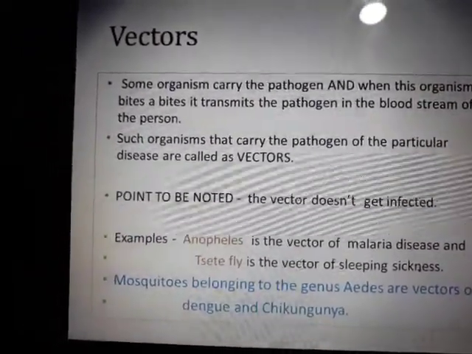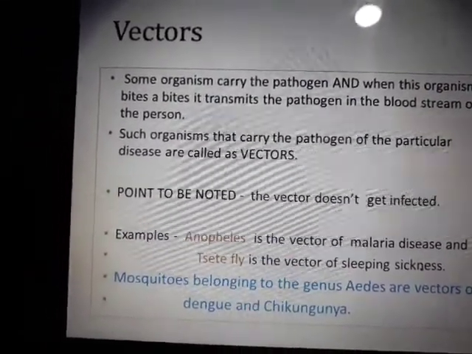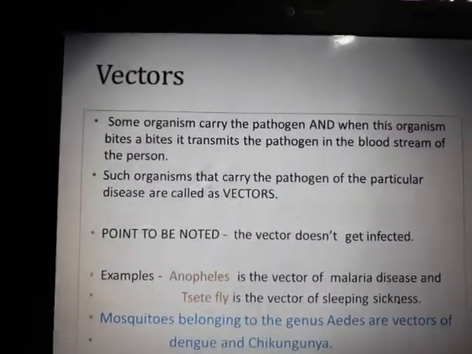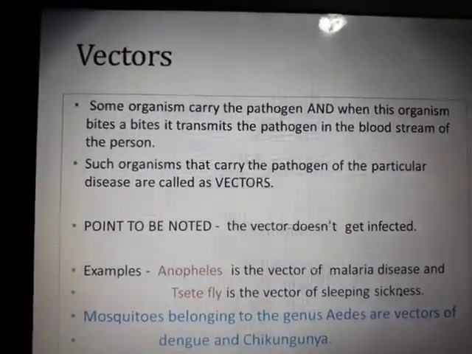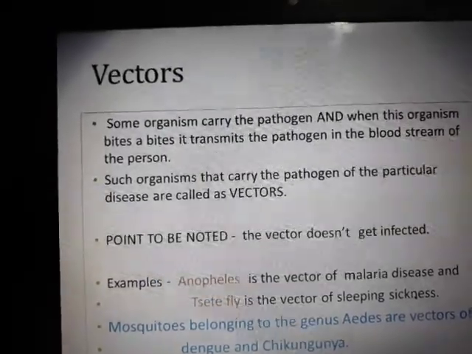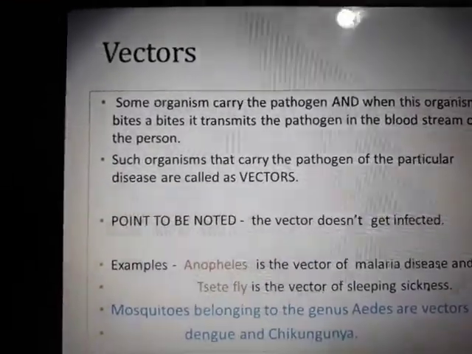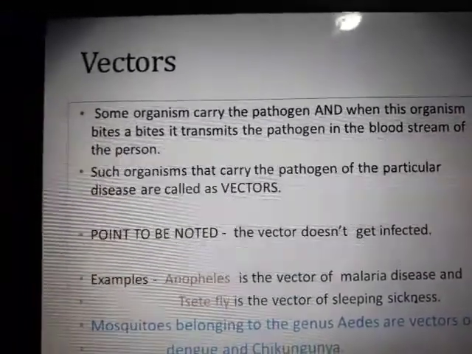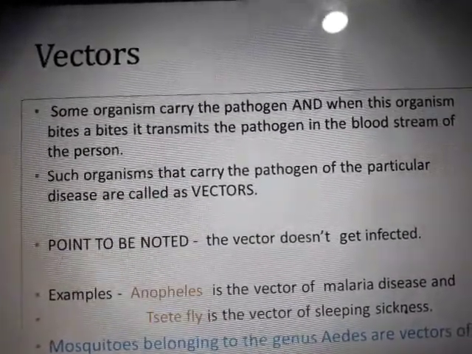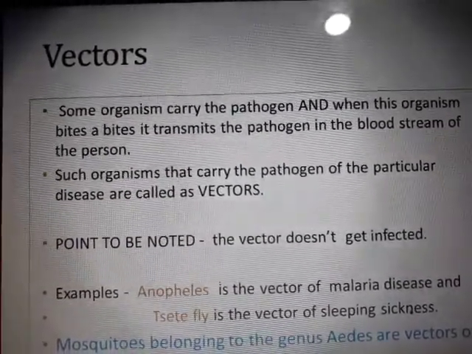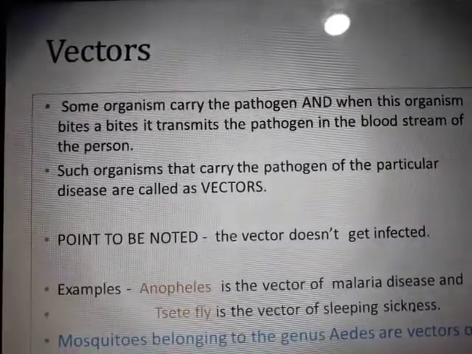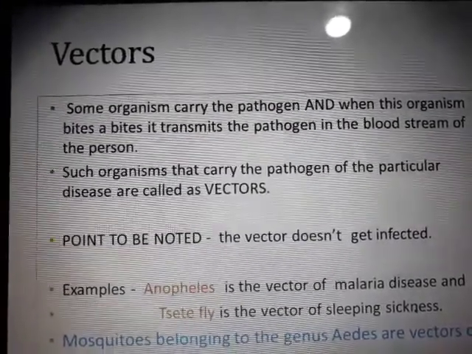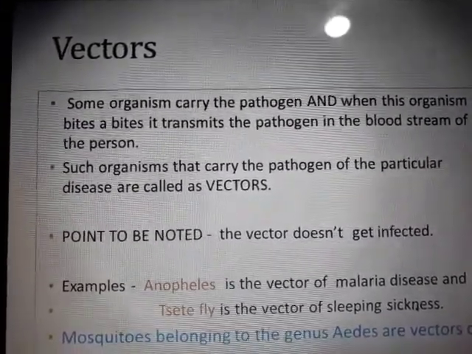Furthermore, let us move to something called vectors now. Apart from the pathogen, children, there is also something called a vector, which is a kind of agent for causing diseases. So what are these vectors? Some organisms carry the pathogen, and when the organism bites a person, it transmits the pathogen into the bloodstream of that person.